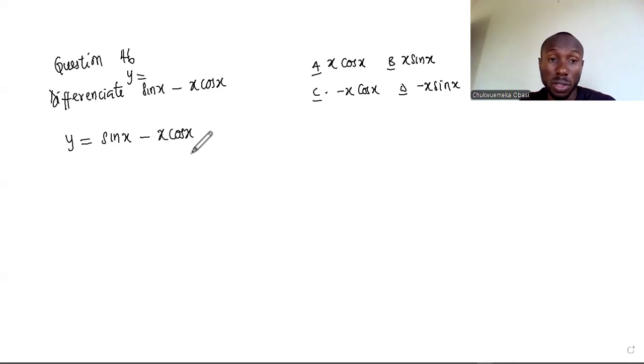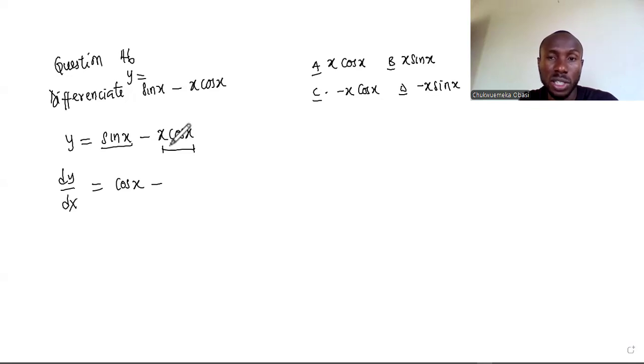This is really straightforward, right? So now we want to differentiate y with respect to x, because you can see y is expressed as a function of x. So that means it makes sense to differentiate y with respect to x. So let us see how we can go about it. When you differentiate sine x, what do you get? You get cos x. And this other function here is a product of two functions.